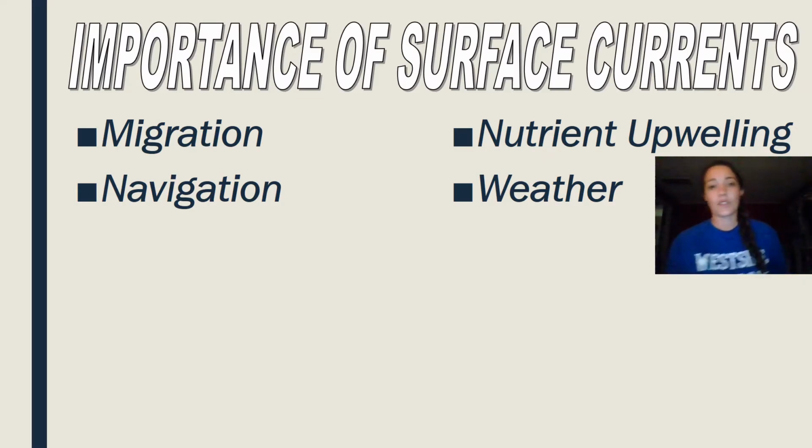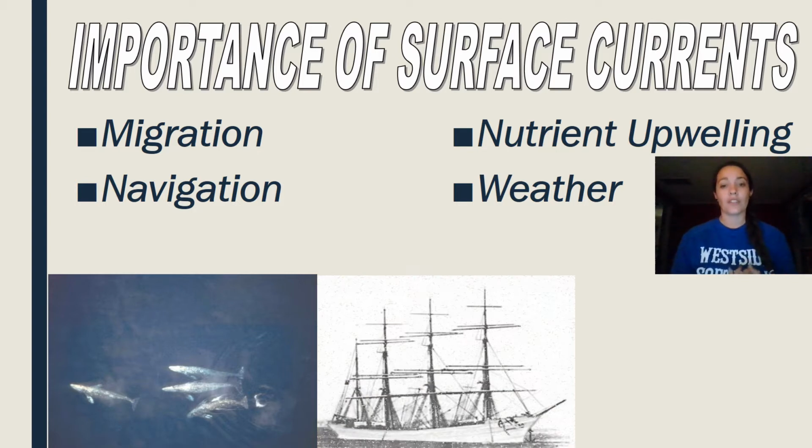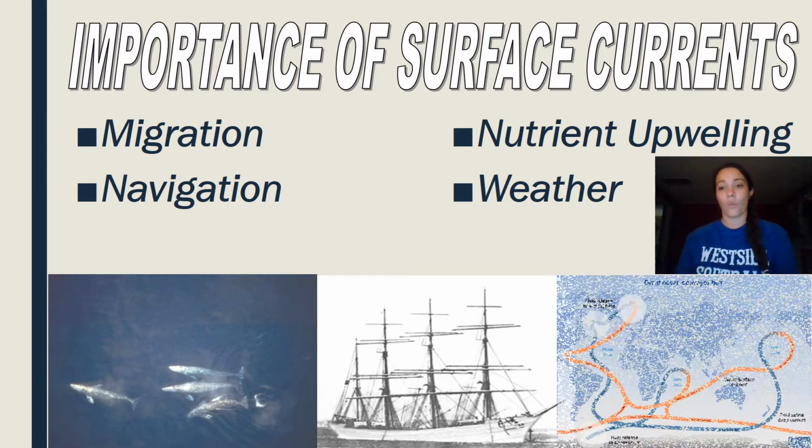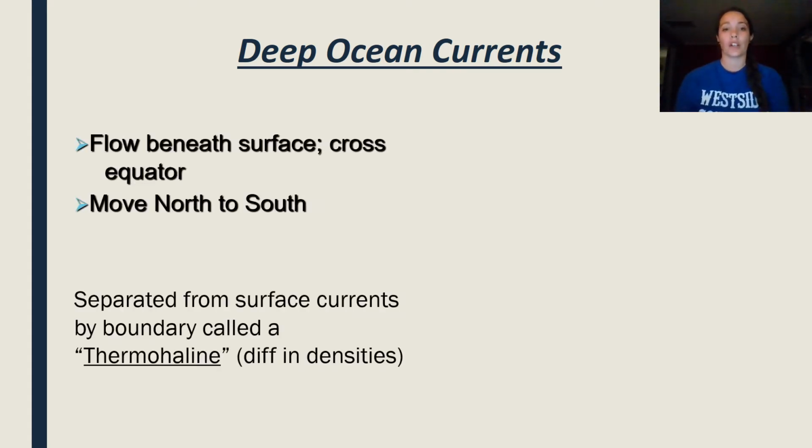Right, importance of surface currents, four main things. Migration. You typically hear migration of whales, it could be other smaller fish. Navigation, helps with navigating ships back in the day and now. It helps with the upwelling or mixture of nutrients, and it affects weather like hurricanes. All right, so now that we've talked about surface currents, different types, and why they're important, we'll talk about deep ocean currents.